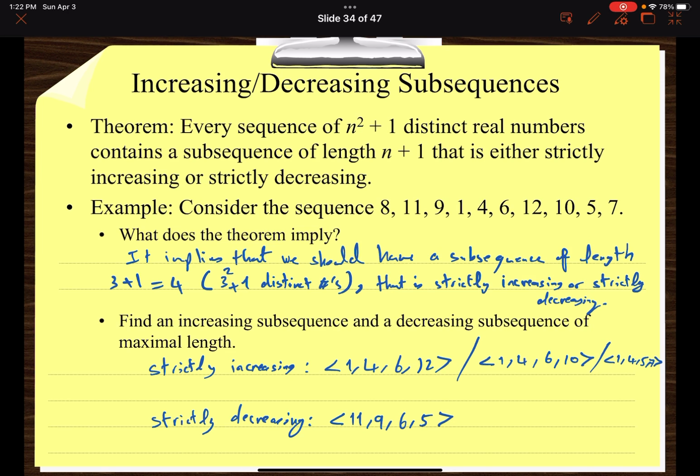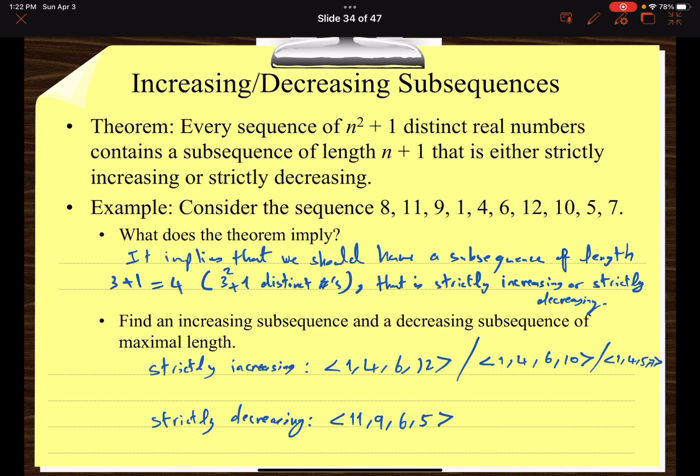11, 9, 1, 4. No, it's not length 4. I need length 4. 12, 10, 5. Is there another one of length 4? It doesn't seem like there is another one of length 4. So this is how we can apply this theorem.